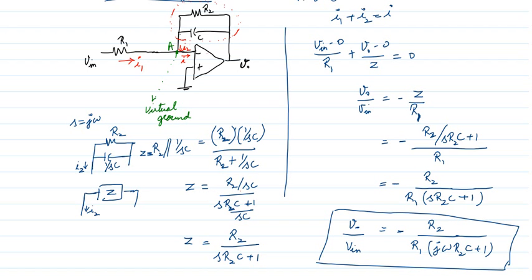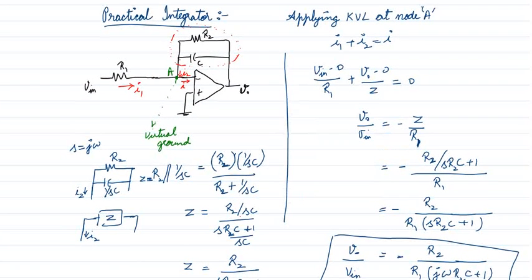Now I am going to apply Kirchhoff current law. At node A, the incoming current is I1, the other current is I2, and the current entering the minus terminal, the inverting terminal, is I. We know the current entering the inverting terminal is 0 because the op amp has infinite input impedance. What about I1? I1 is nothing but the potential difference, V in minus 0, by R1.